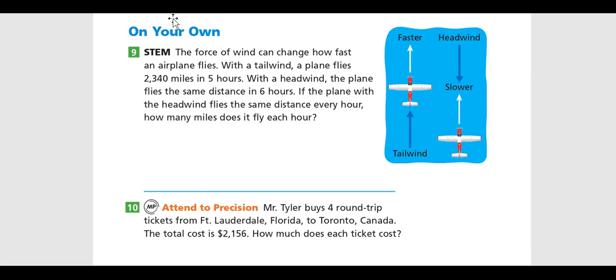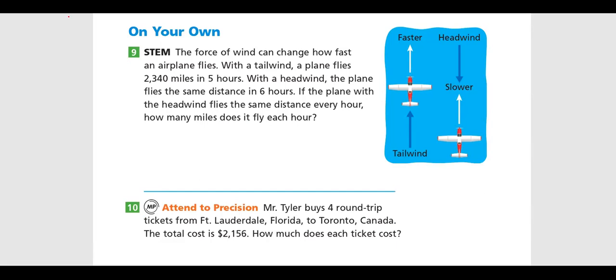The force of wind can change how fast an airplane flies. With a tailwind, a plane flies 2,340 miles in 5 hours. With a headwind, the plane flies the same distance in 6 hours. If the plane with the headwind flies the same distance every hour, how many miles does it fly each hour? So he talked about headwind.